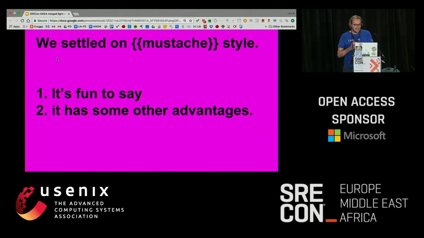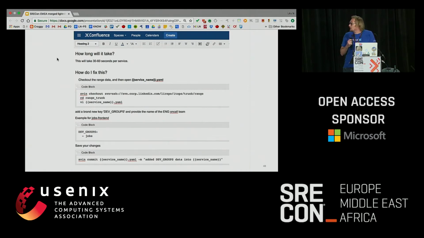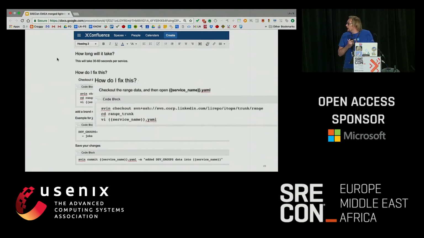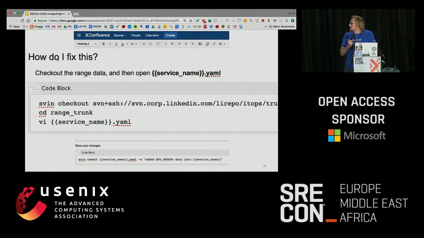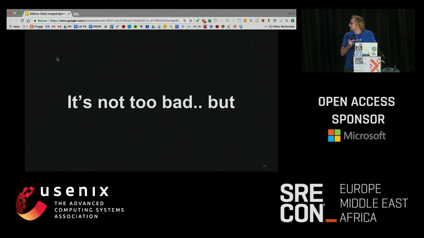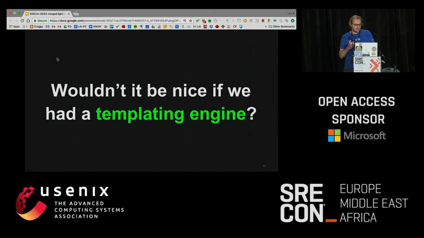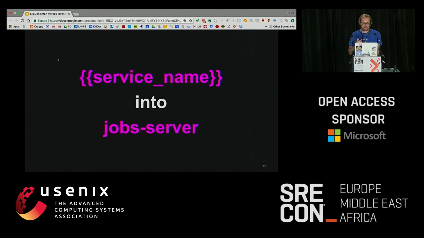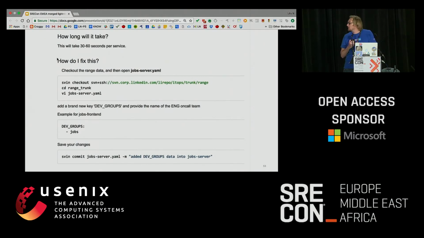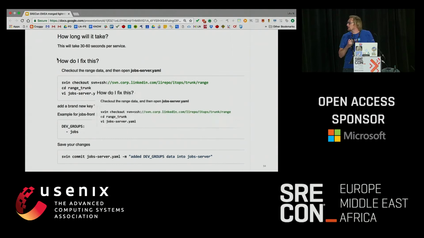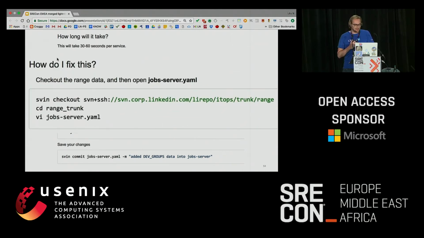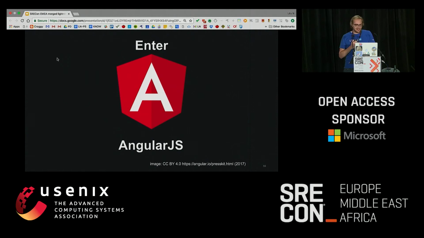It's fun to say, and it has some other advantages. So having a look at a page, this might seem familiar to you, a little bit of information on how to fix a service. And you might notice that we're using that mustache style on the service name there. So it's not too bad, but wouldn't it be nice if we had a templating engine so I could turn something like service name into the actual service name? Then it would look like this, which is way nicer to look at and a lot easier to read and copy and pasteable. So enter Angular.js.